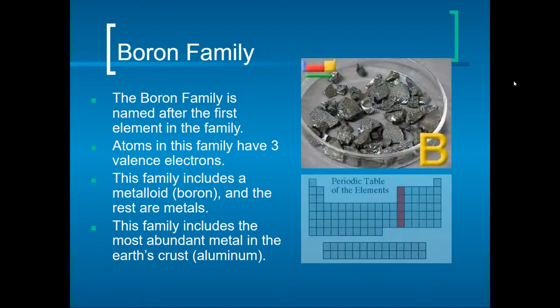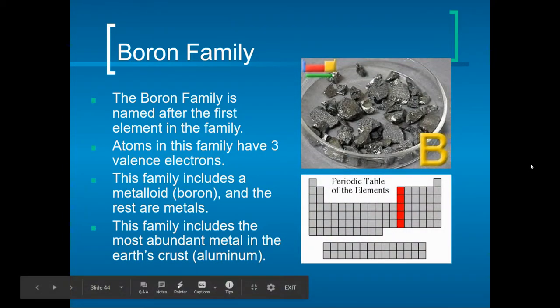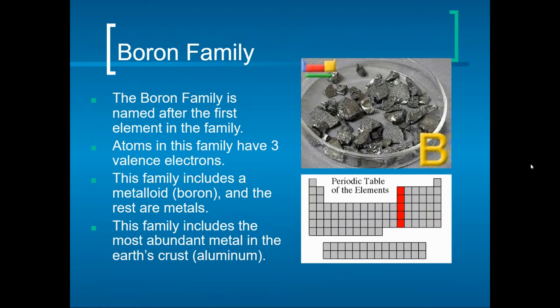All right, so then we're moving over to the boron family. So we're moving one column over from the transition metals. The boron family is named after the first element in the family. So this top square up here is boron. Atoms in this family have 3 valence electrons, and the family includes a metalloid, boron, and the rest are metals. This family includes the most abundant metal in the Earth's crust, which is aluminum.